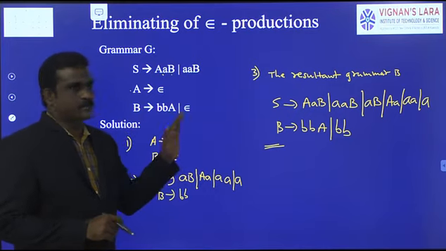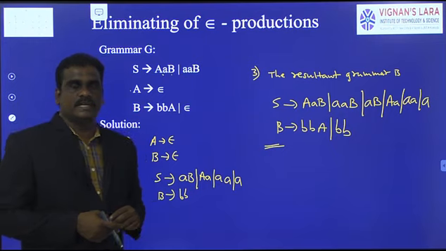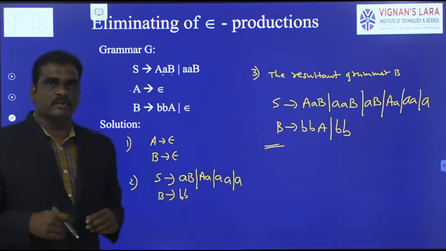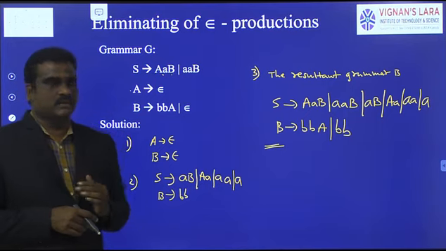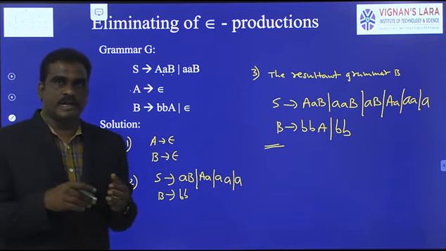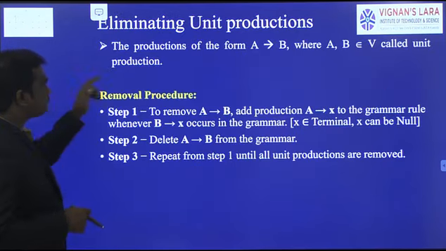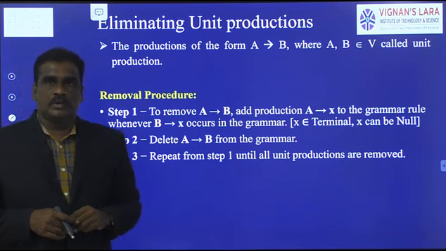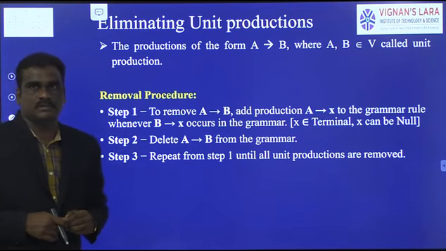So this is step 1. And the second step in the simplification process is elimination of unit productions. The first one was elimination of epsilon productions, so this is the procedure. And the next one, step 2 in the simplification process, is elimination of unit productions.